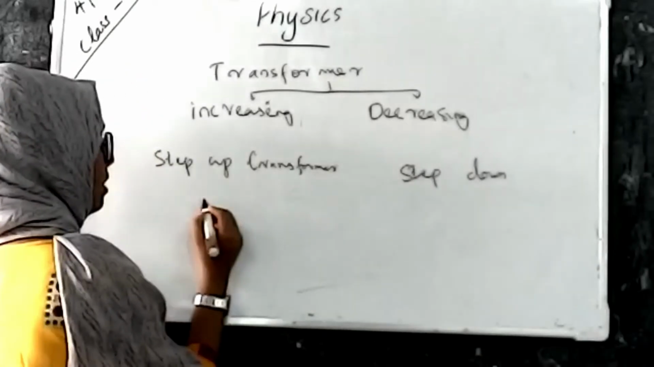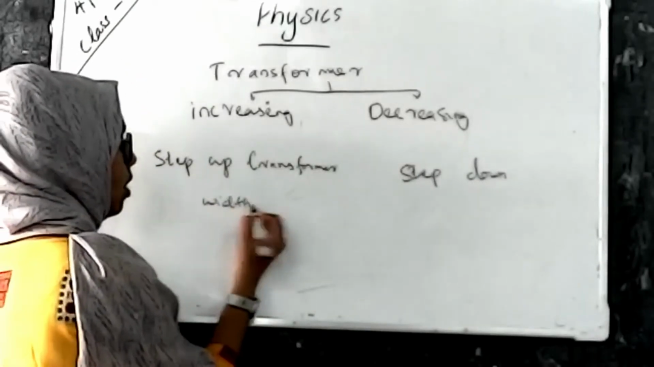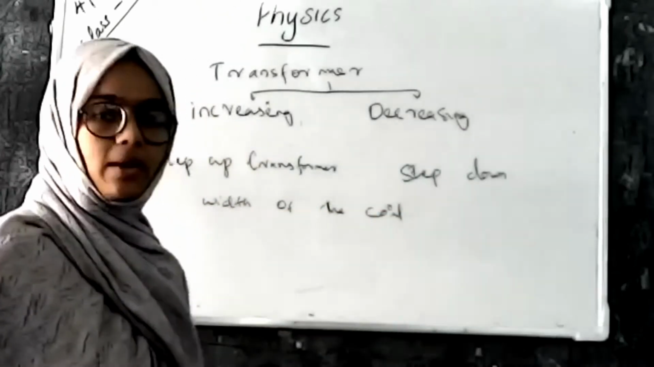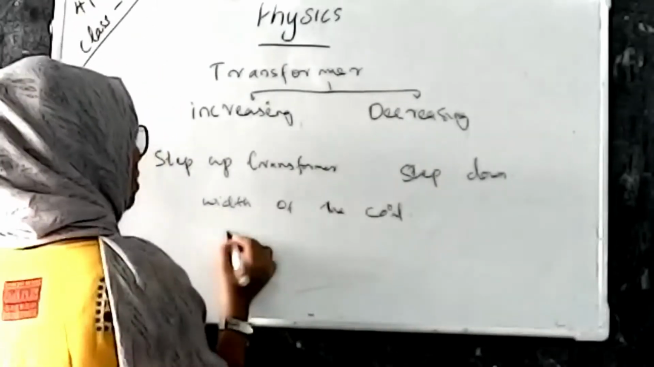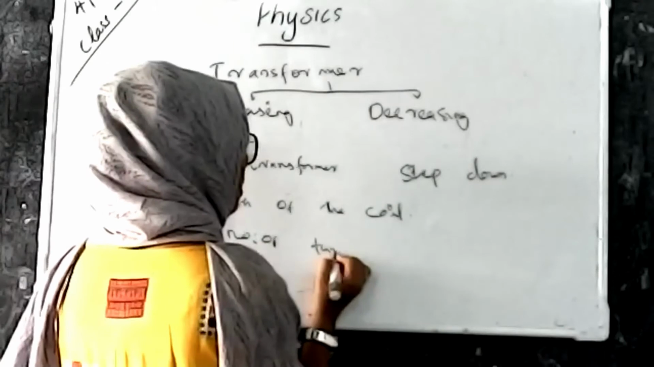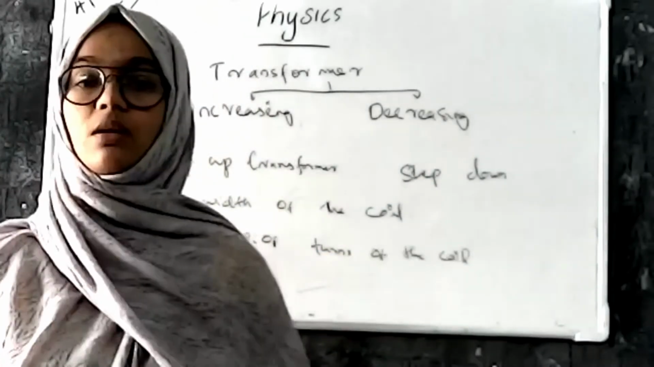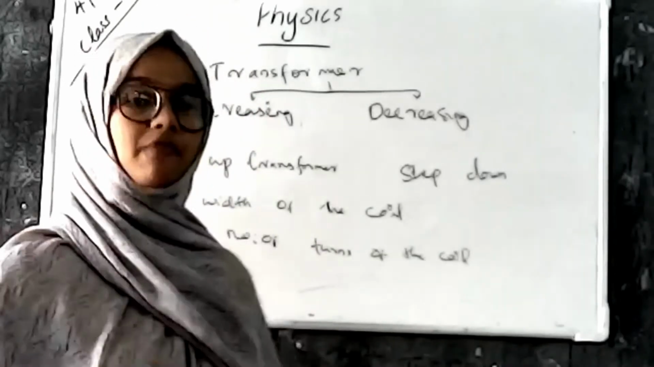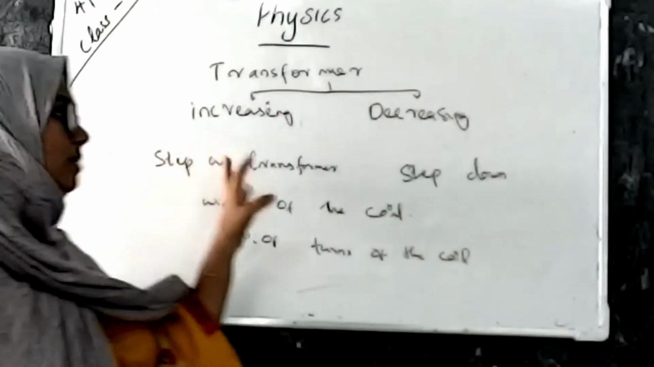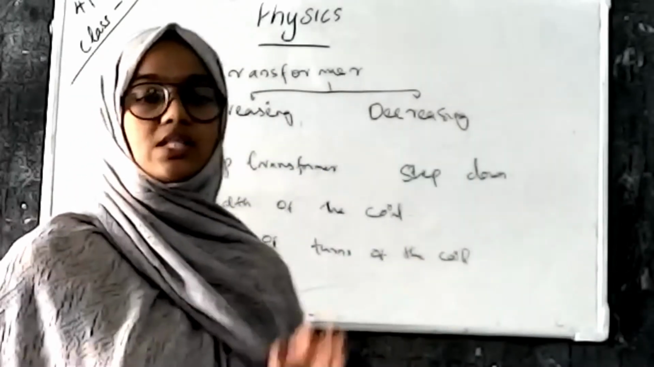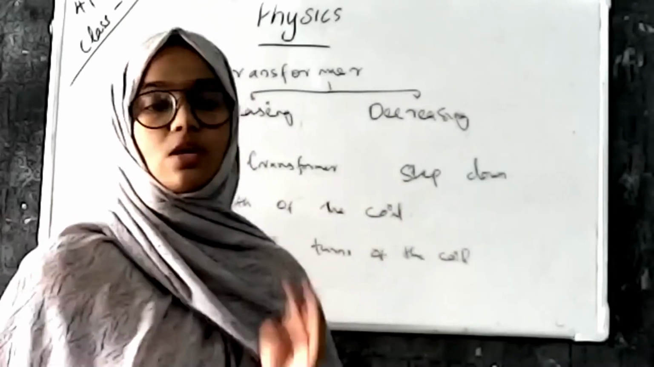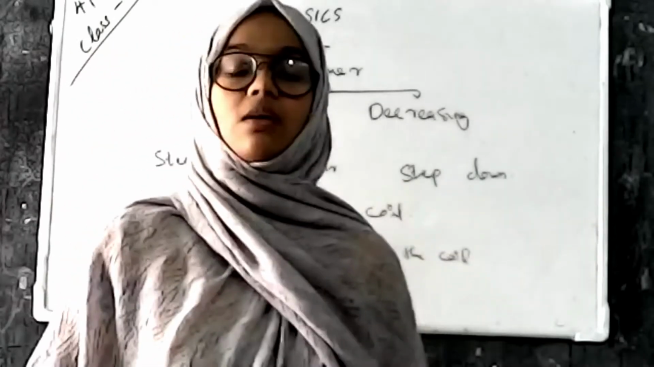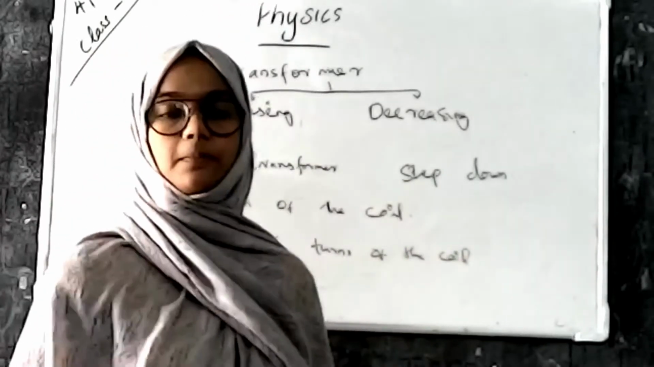Based on their function, the step-up transformer and step-down transformer have different structures. In their structure, the width of the coil that is wound in the transformer and the number of turns of the coil that is wound in the transformer are all different, because the function of one transformer is increasing the AC voltage and the second one is decreasing the AC voltage. So based on this, the number of turns of the coil and the width of the coil are different.